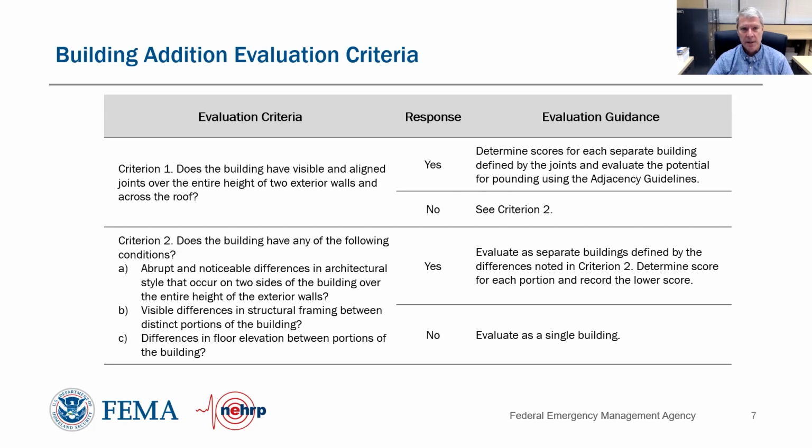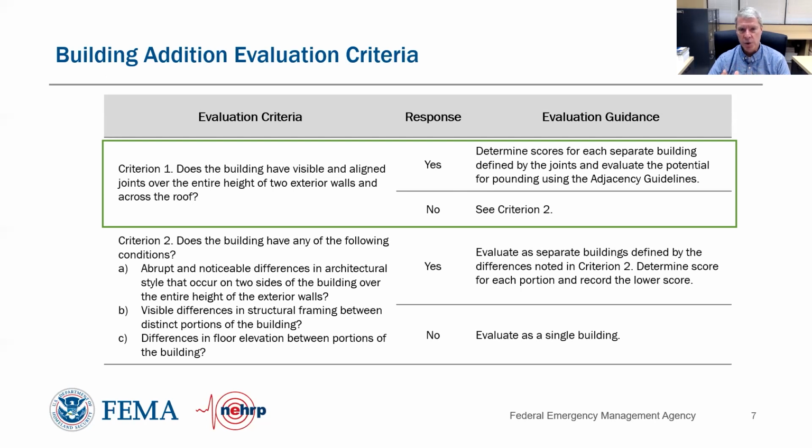So here's a chart from the P-154 document in terms of our evaluation criteria for building additions. Criterion 1 states, does the building have visible and aligned joints over the entire height of the 2 exterior walls and across the roof? What it's saying is, okay, we have 2 buildings side by side. Are there unique joints between the 2 buildings that you can distinguish the buildings are obviously different? That's what we're looking at. And that could be from the architectural style used between the 2 buildings that suggests that they are separate buildings.